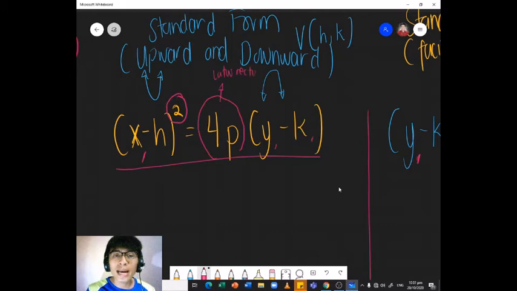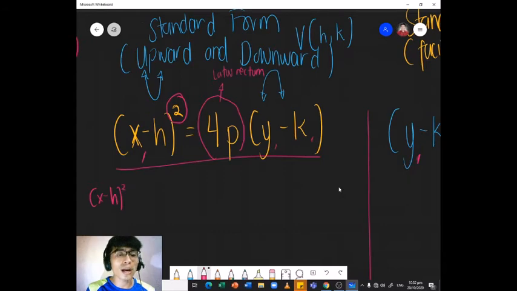Okay, that is your latus rectum. So it will identify the opening of your parabola. Why do I keep emphasizing this 4p as the opening of the parabola? Because the 4p will help you identify where your parabola opens, upward or downward.